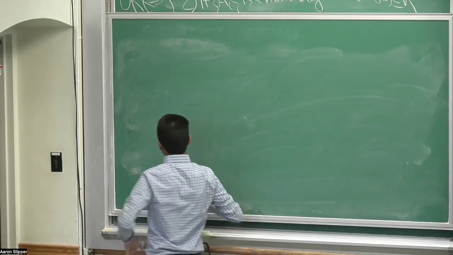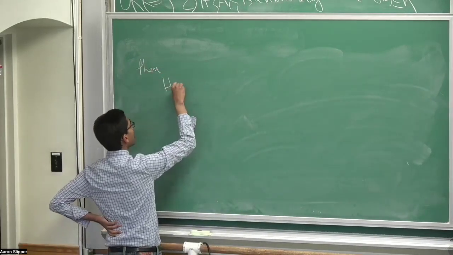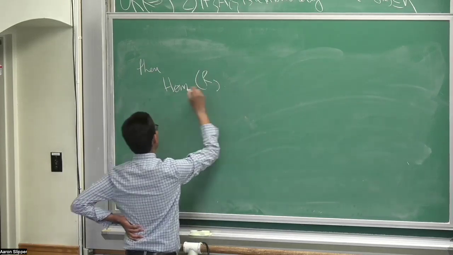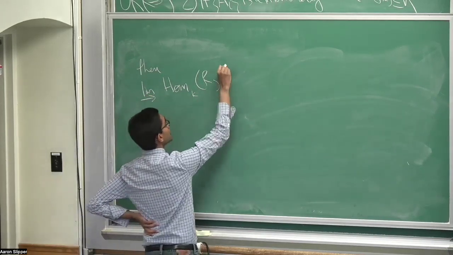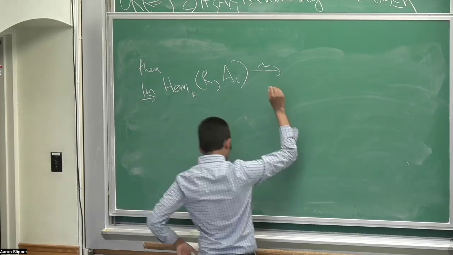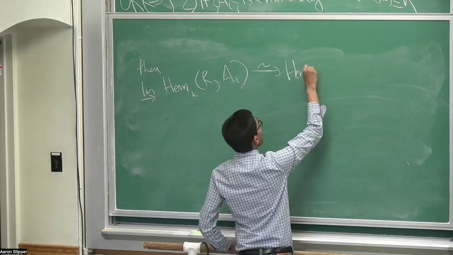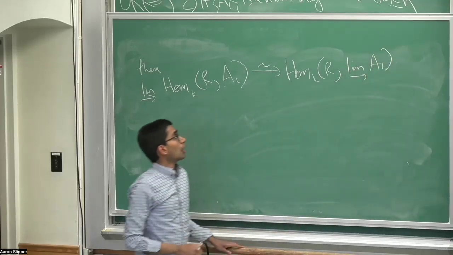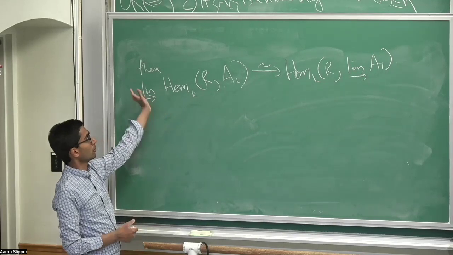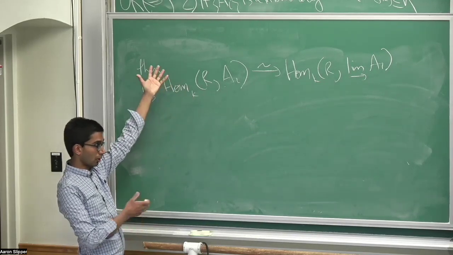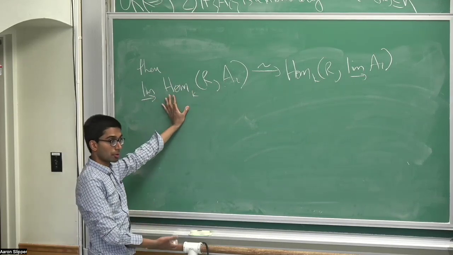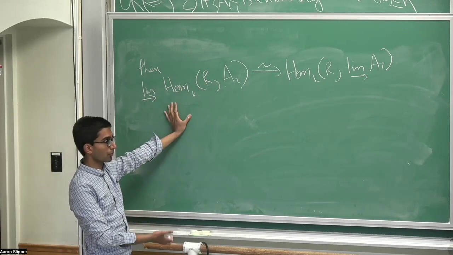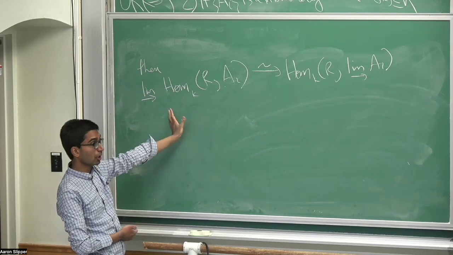So Hom from R into the colimit of the A_i is the colimit of Hom from R into the A_i. If you're working with ordinary rings, then an observation is that a ring is finitely presented, let's assume finitely generated over a field, but finitely presented in general, if and only if it's a compact object in the category of K-algebras.